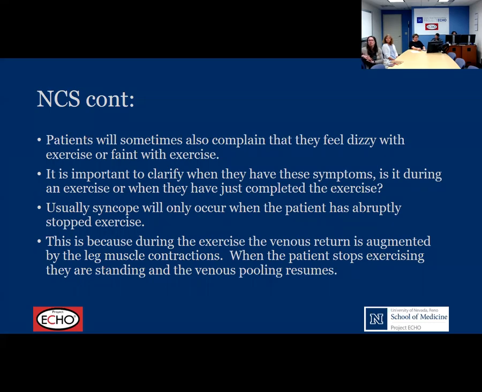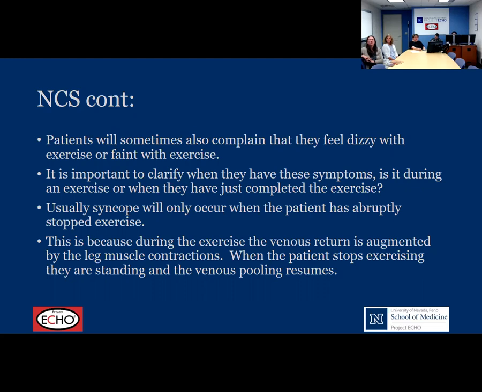One of the common complaints I have is that patients feel dizzy with exercise or faint with exercise. And it's really important to ask for those patients if it is while they're exercising or when they have just stopped. When people have just stopped, they had generally been having a lot of muscle contractions, particularly in their lower legs. That helps bring the venous return back up to the heart. And if they stop, then the muscles relax, the blood pools, and they can have symptoms just as if they've gone from lying to standing.